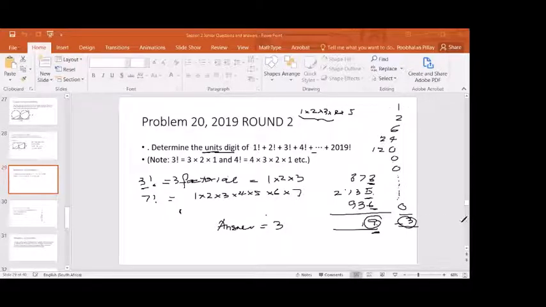So the units digit will be, it's 13, but you'll put 3 here and you'll carry 1, but I'm not interested in the other stuff. I'm only interested in the units digit. So the answer to this problem is 3. Okay, so let's just go on to the next question.